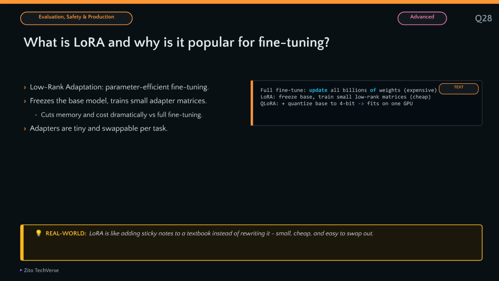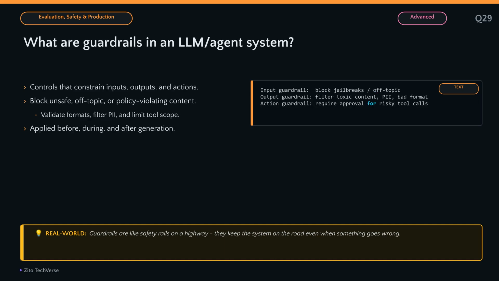Question 28. What is LoRA? LoRA, or low-rank adaptation, is an efficient fine-tuning method. It freezes the base model and trains small, low-rank matrices, which significantly reduces the memory and compute required compared to full fine-tuning.